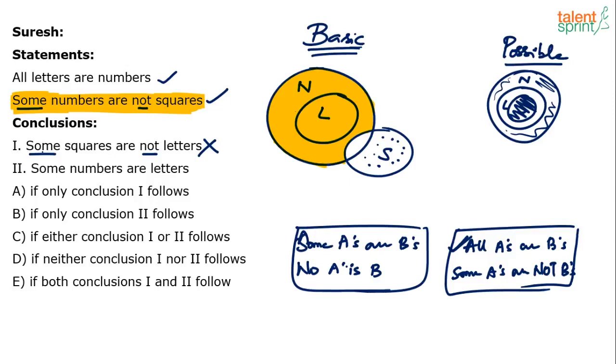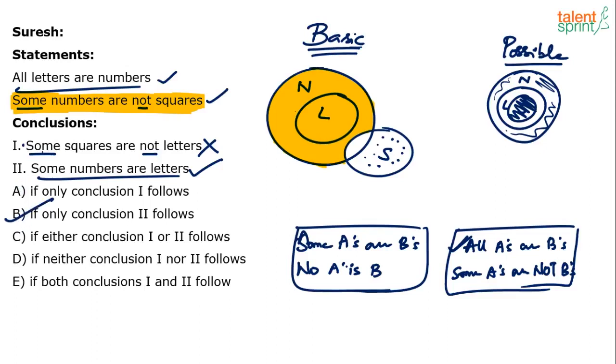Second conclusion, some numbers are letters. Some numbers are letters is a basic conclusion. If all letters are numbers, the definite conclusion is some numbers are letters. For all A's are B's, what is the definite conclusion? Some B's are A's. You don't even have to draw the diagram for this one. So for all letters are numbers, the definite conclusion is some numbers are letters. So only 2 follows. Option B has to be the answer.